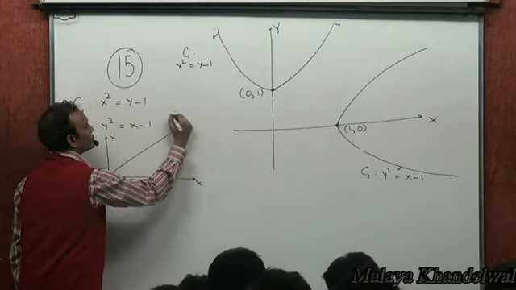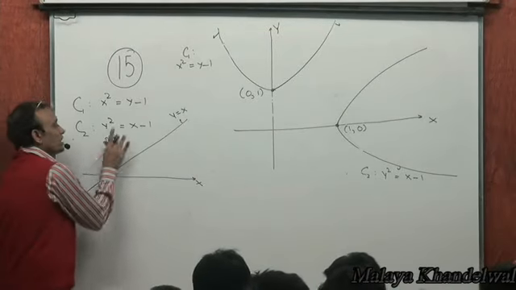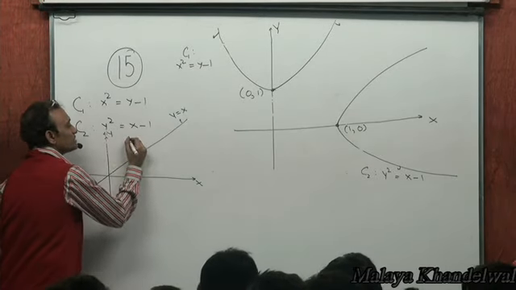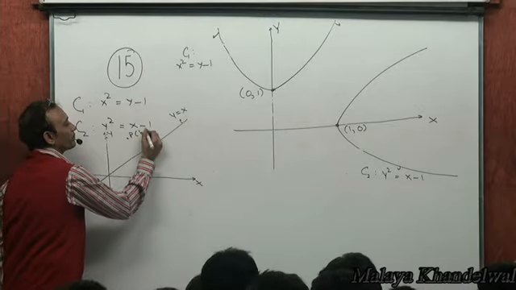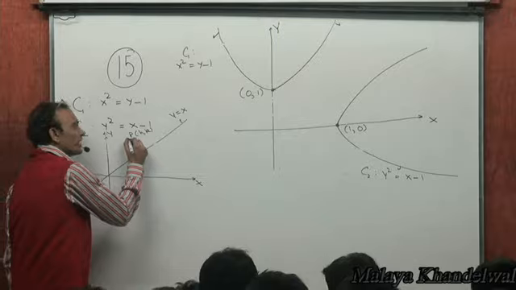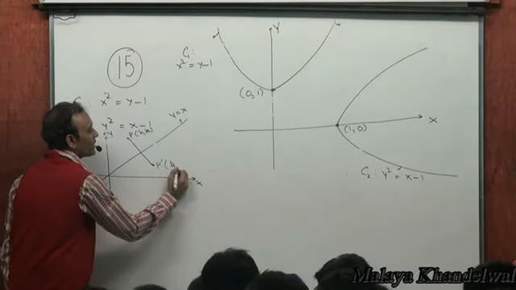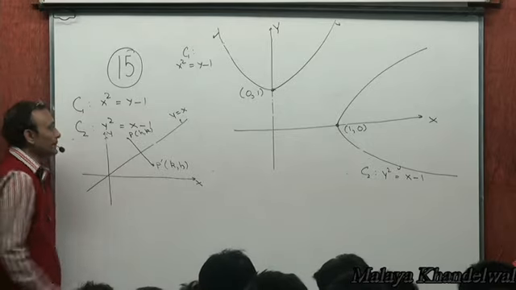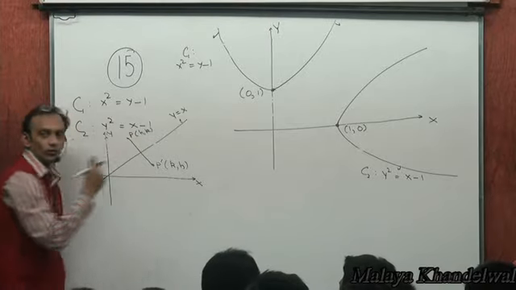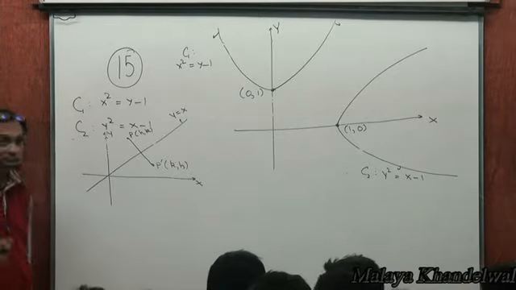This is the line y equal to x. If there is a point P(h, k), then the reflection of this point about the line y equal to x would be P prime, which would be (k, h). That means x and y are interchanged. You get the reflection of a point about y equal to x. Yes or no? Yes, right?